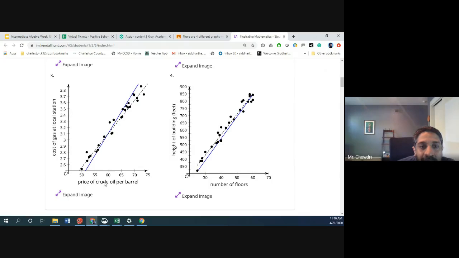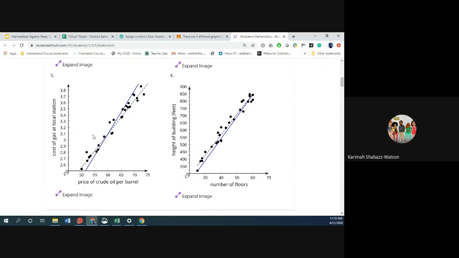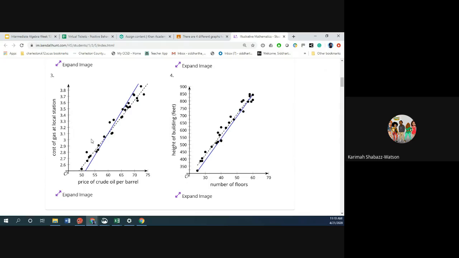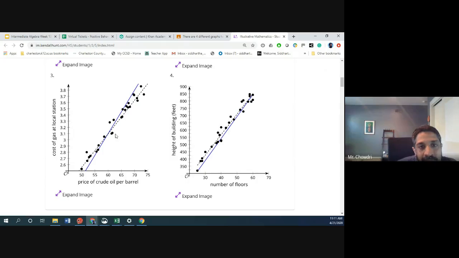And so obviously, as the price of oil goes up, the cost of our gas at the gas station goes up. Which line do you think is better in this case, the solid line or the dashed line? The dashed line. And why did you say that? Because when you look at it, the dots are more following the dashed line than the solid line. Yes, exactly.